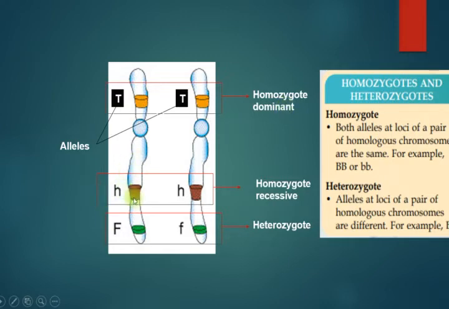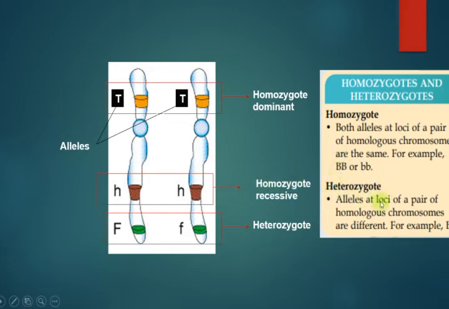This one is also a homozygote. Why homozygote? Because both of them have the same alleles, which is small h. They are recessive alleles, so we call them homozygote recessive. Homo means same, the same alleles.